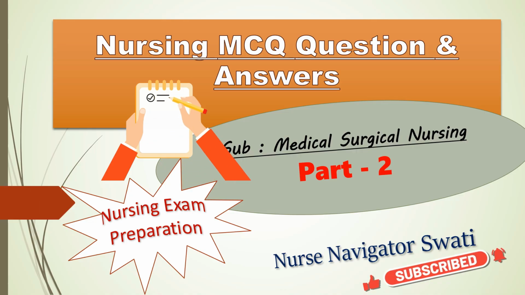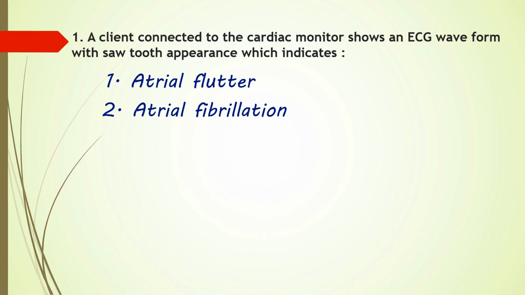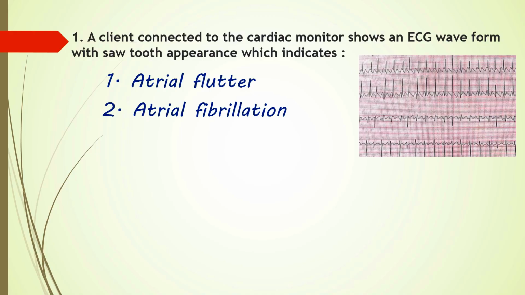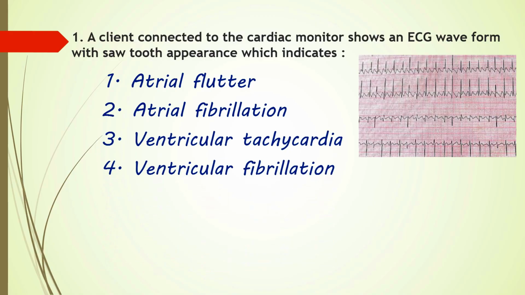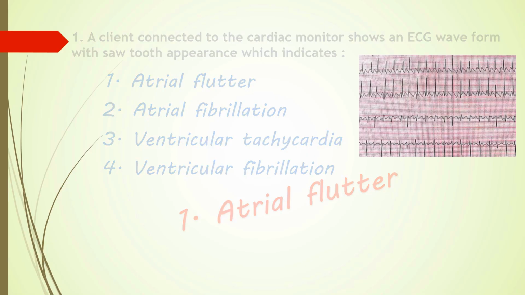Let's get started. Question number 1. A client connected to the cardiac monitor shows an ECG waveform with a sawtooth appearance which indicates options are atrial flutter, atrial fibrillation, ventricular tachycardia or ventricular fibrillation. In ECG, sawtooth appearance is visible in case of atrial flutter, as in typical atrial flutter, the electrical impulse travels in a counterclockwise loop within the right atrium. As a result, it shows a sawtooth appearance.